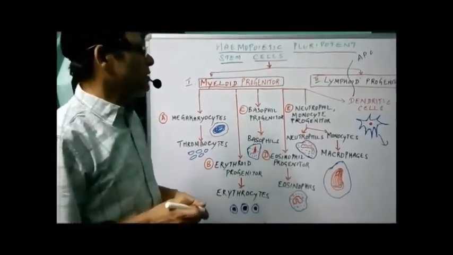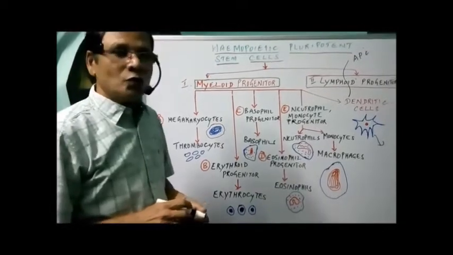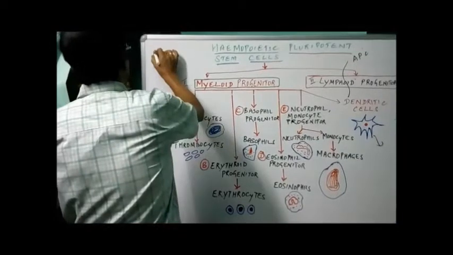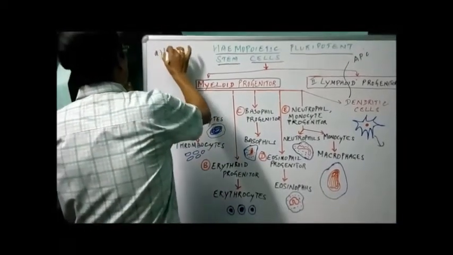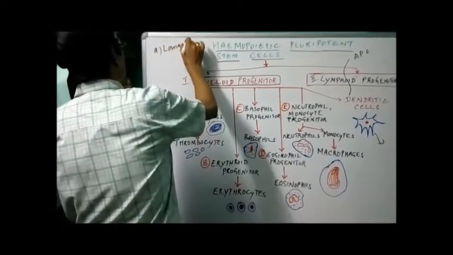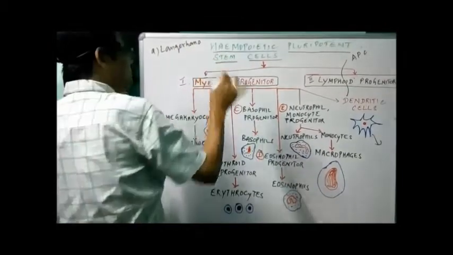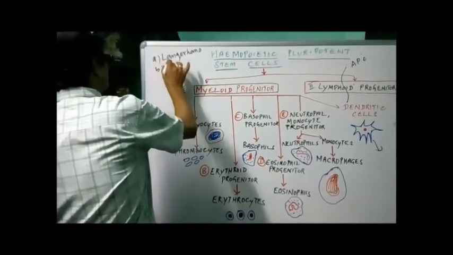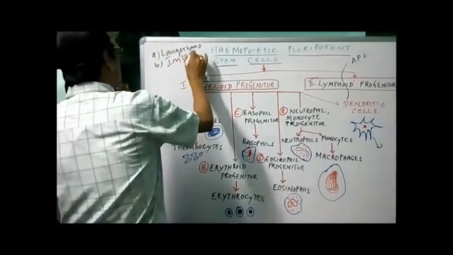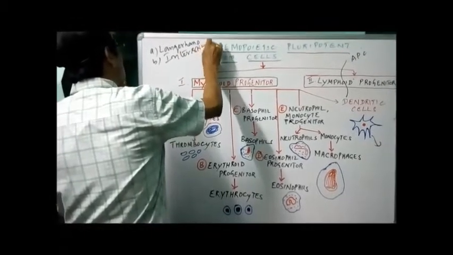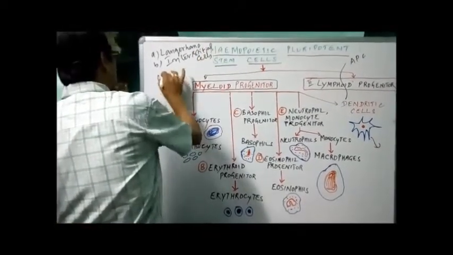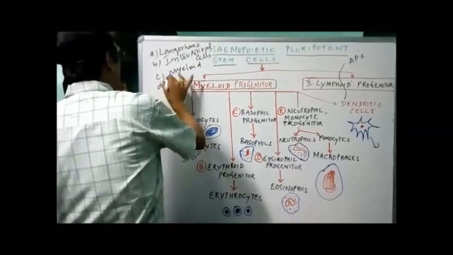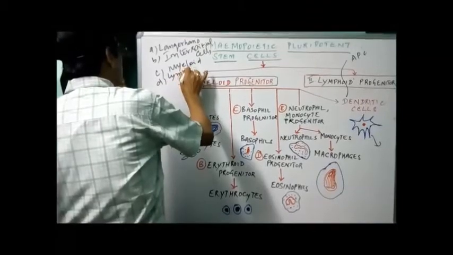I will tell you the mechanism later. Now there are four types of APCs. What are the types of APCs? I am writing here. Number one, Langerhans cells, one type of dendritic cells. Number two, interstitial cells. Number three, myeloid cells. And number four, lymphoid cells.